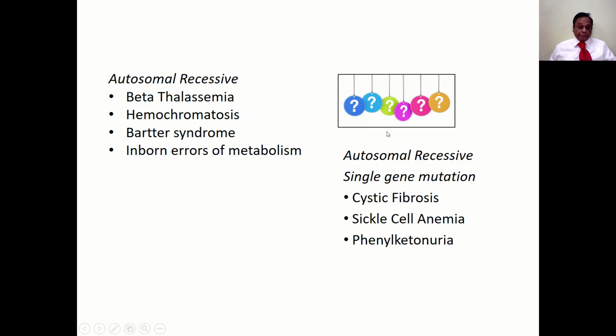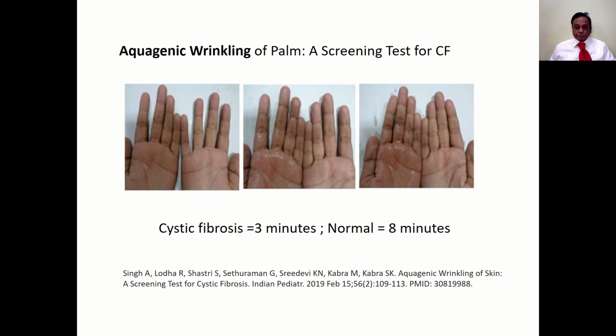And one step ahead, what are the autosomal recessive conditions with a single gene, a monogenic mutation? Then three diseases you have to remember, namely cystic fibrosis, sickle cell anemia, and thalassemia. All these three diseases are very, very important from the exam point of view. So you have to remember that.